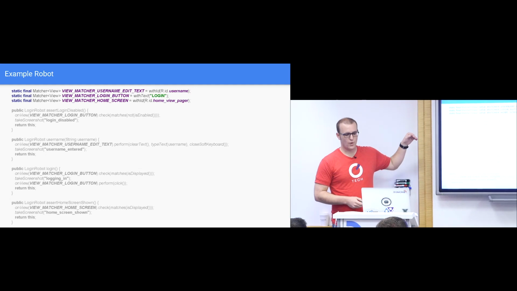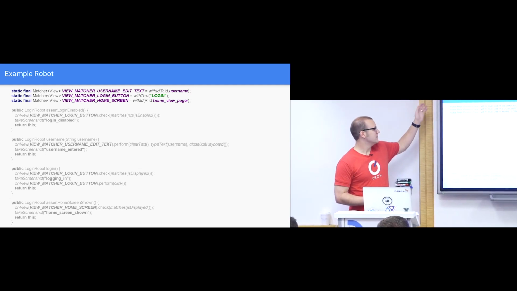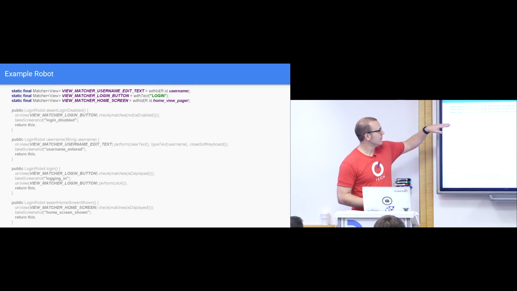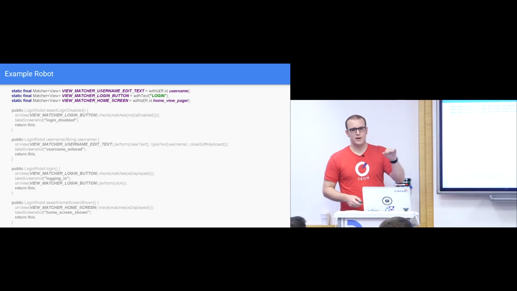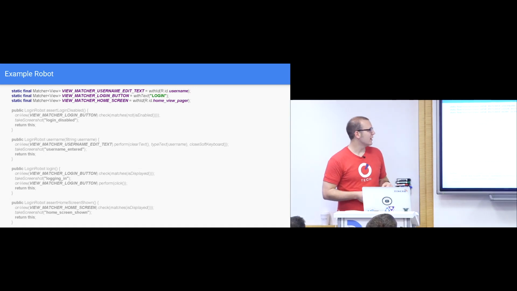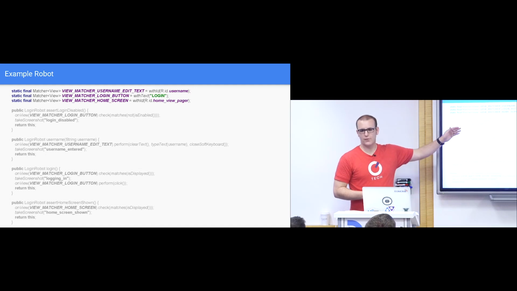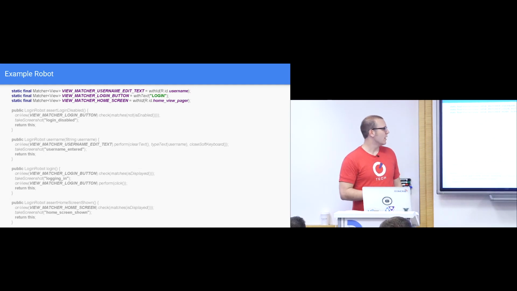So this is an example of a robot. What we do is we define statically, and you can make them private, whatever you want, but we statically define matchers. When Espresso is doing that on a view, it uses a Hamcrest matcher, I believe, and it uses that to find the view in the hierarchy. We statically define these because we can do that. There's very low overhead in the beginning. It's not actually querying the UI.